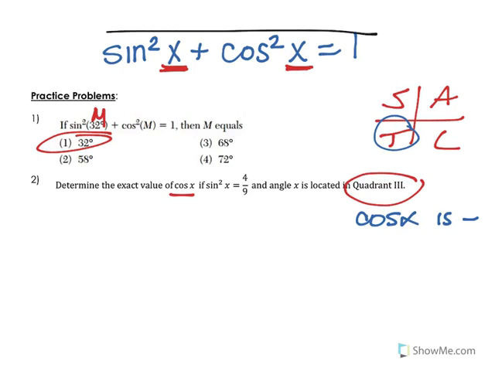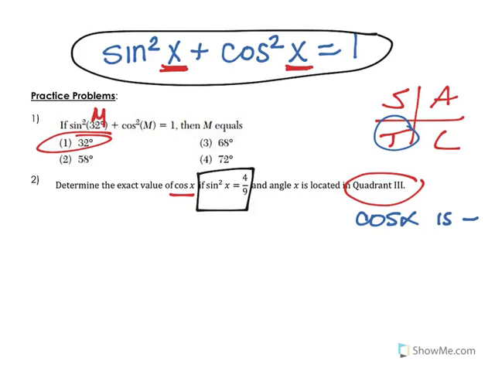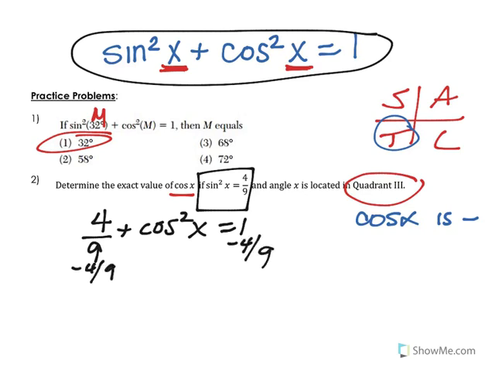Okay, so using our Pythagorean identity up top, they gave us sine squared of x. They told us it was 4/9, so I can replace that with 4/9. So 4/9 plus cos squared x equals 1. If I'm trying to get cosine squared by itself, I'm going to subtract the 4/9 to the other side. And I'm going to get cos squared x equals 5/9.